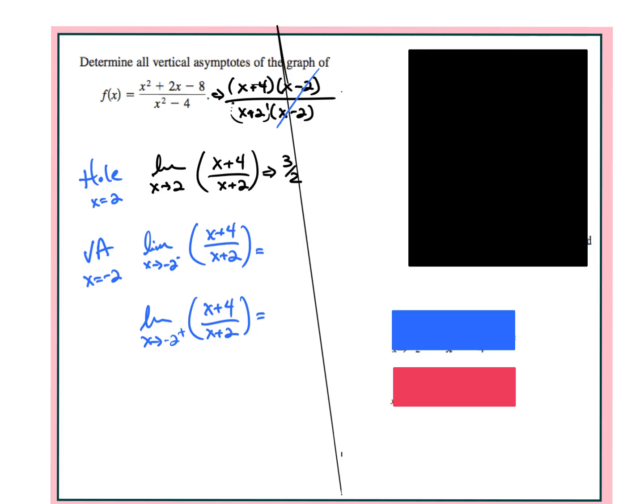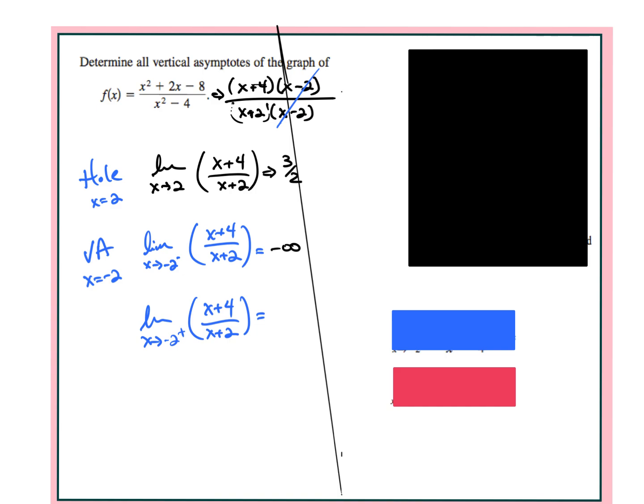And so now, if we substitute in negative 2, what do we get up top? 2. But on the bottom, I actually have to do negative 2 from the what? Left. So I have 2 over a really small what? Negative, which makes it what? Negative infinity.